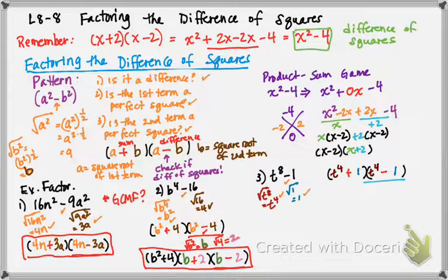So I'm going to use a different color now. So square root of t to the fourth equals t squared. That's a perfect square. We have a difference. We have a perfect square. And then can I take the square root of 1? Yep, it gives me 1, so that's a perfect square. So that guy is also the difference of squares. So the first guy is going to stay the same, and then t to the fourth minus 1 is going to split into 2 new binomials. So we have t to the fourth plus 1.